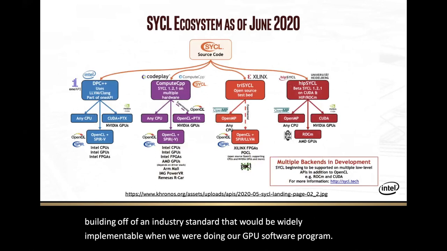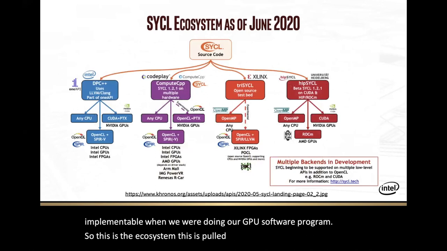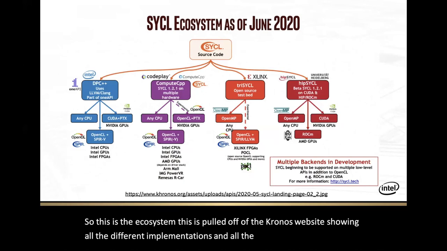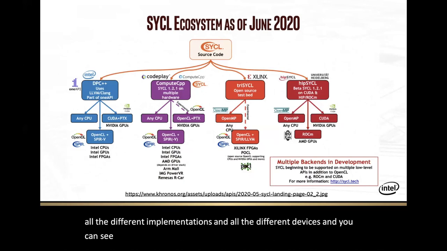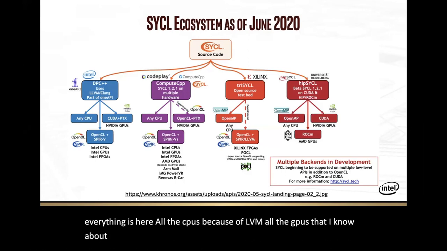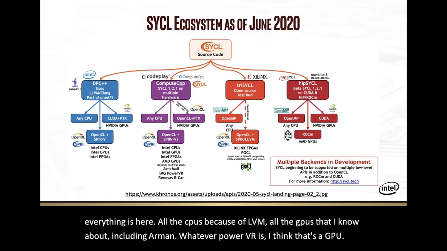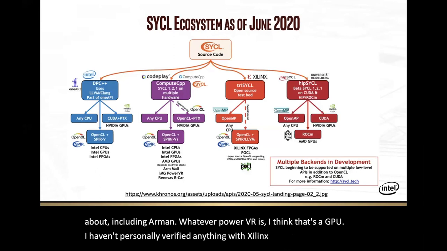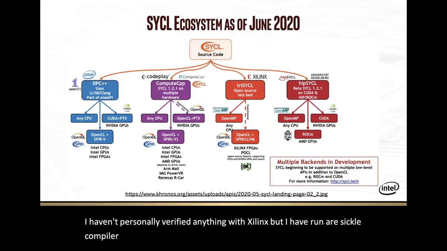So this is the ecosystem. This is pulled off of the Khronos website, showing all the different implementations and all the different devices, and you can see, depending on drivers and whatnot, pretty much everything is here. All the CPUs because of LLVM, all the GPUs that I know about, including ARM and whatever PowerVR is. I think that's a GPU. I haven't personally verified anything with Xilinx, but I have run our SYCL compiler on FPGAs, and I know that works. So that's pretty much everything, and this is cool to me.